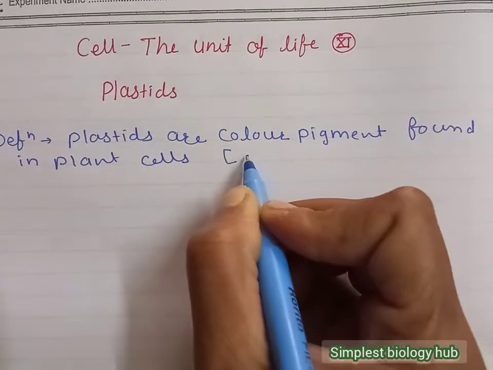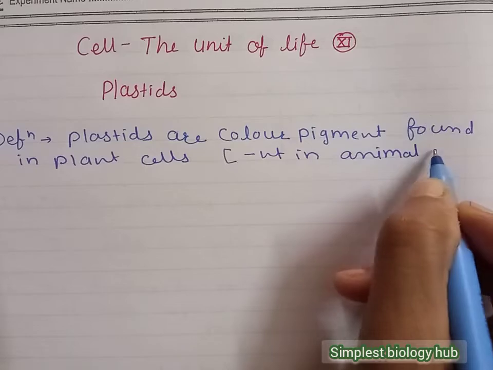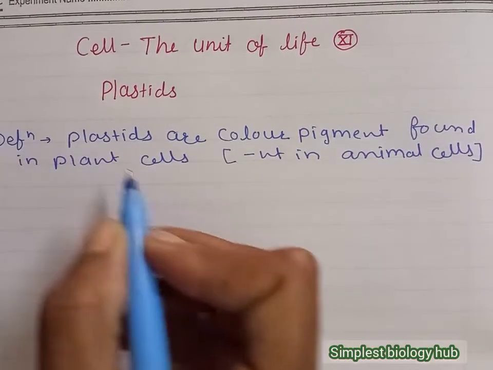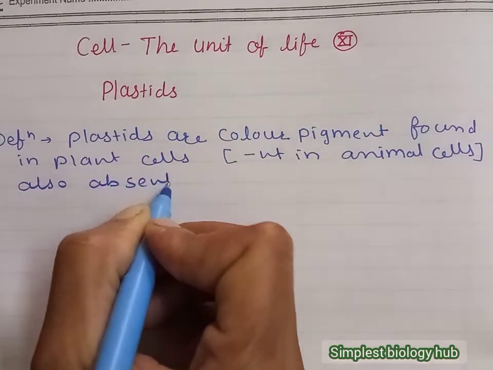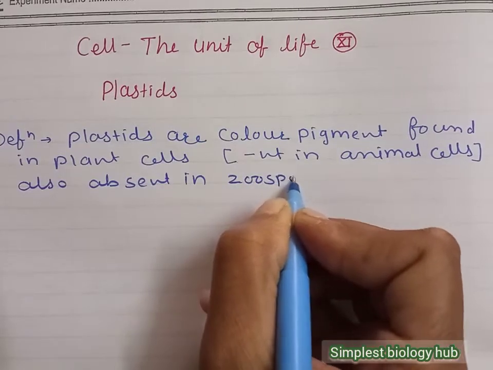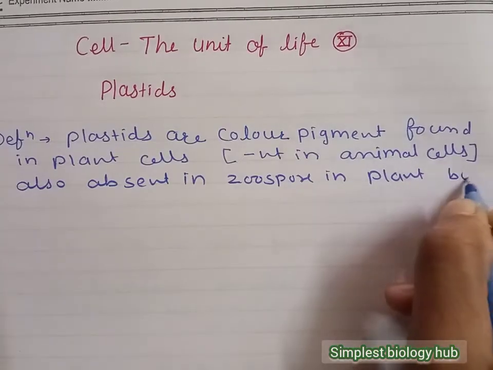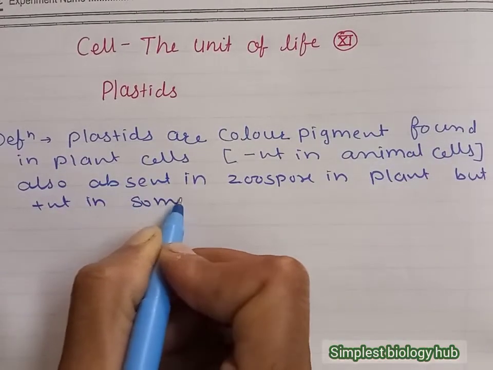And in case of plant, in zoospore, that is the gamete stage of the plant, these are also absent. But other than the plants, they are also present in some algae, the examples of the protista group. They are present in some protists.